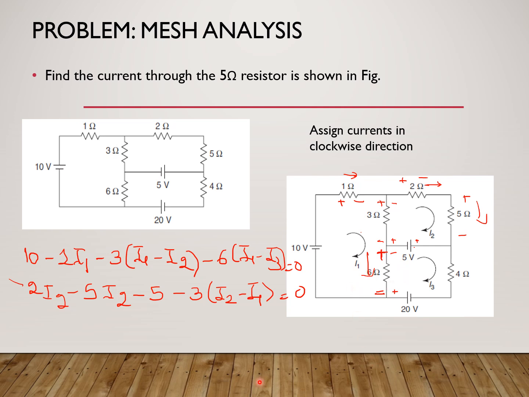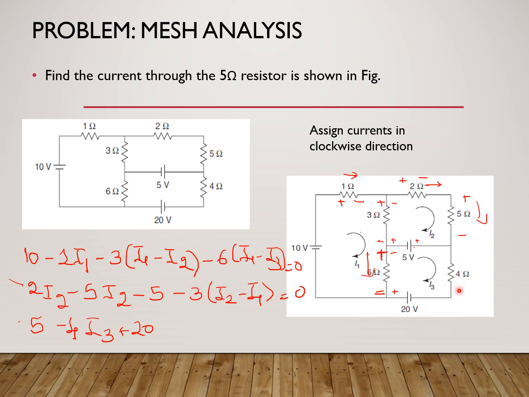But since we are writing the equation for mesh 3, I'll write it as I3 minus I1. So the equation is going to be starting from the 5 volt source. Minus to plus is a 5 volt minus 4 I3 plus 20, because we are having a minus 2. So I'm going in this direction. When I'm starting from this direction, minus to plus is plus.